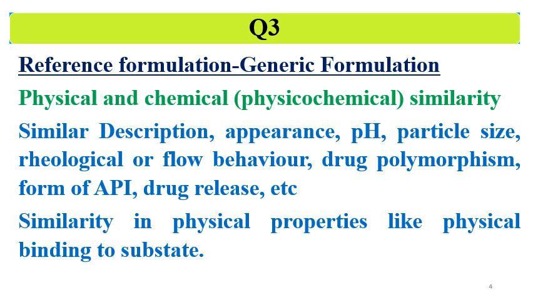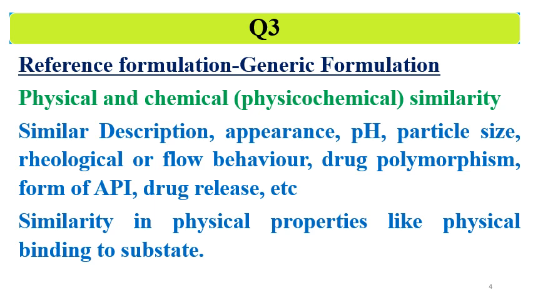Then come to the Q3. So many of the professionals don't know about the Q3. Q3 means same or similarity in the physical and chemical properties. So mainly Q3 is related to the property of the API, also property of the functional excipients. Q3 means similar description or appearance, then pH, particle size, flow behavior, rheological behavior, then drug polymorphism, that is solid state form. If the drug form used by the innovator is similar to the form of the drug used by the generic product, then you can say it's matching in the Q3 as well.